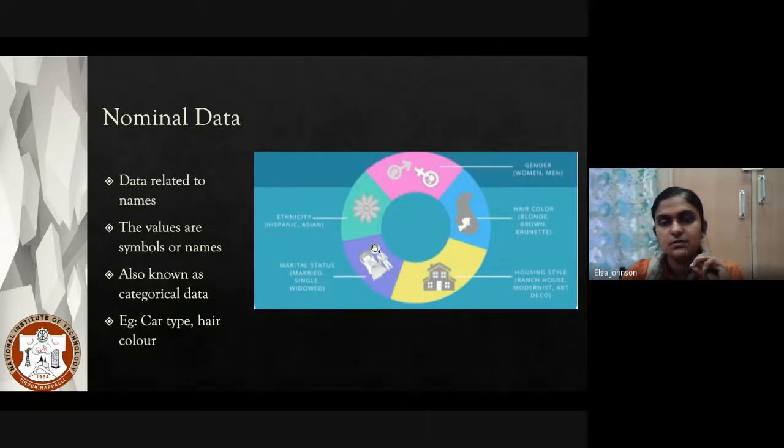So what's the specific thing about these types? That there is no order. If I give you a form, and in that form you have a field like gender, I can put it as male or female, or I can put it in the order female or male. There is no specific order for it. You can follow any order in giving those data: married, single, widow, or ethnicity. So that is nominal data. It is categorical data that doesn't have any order to it.